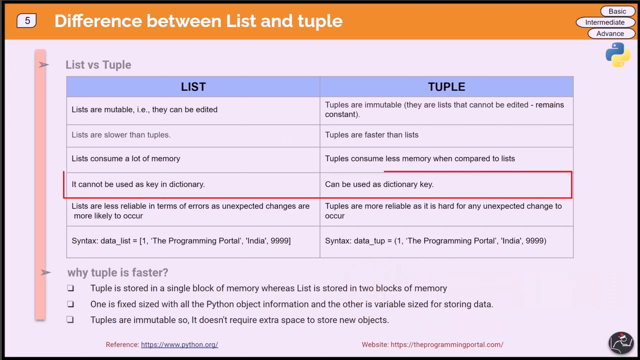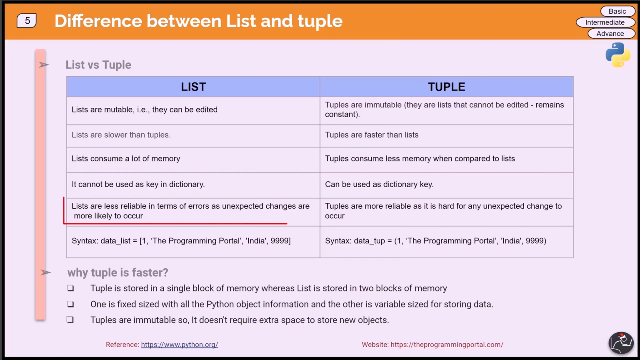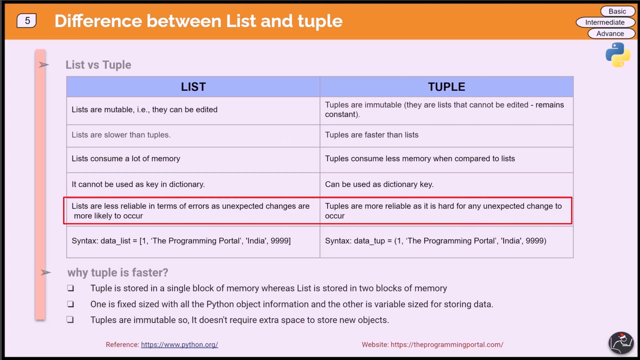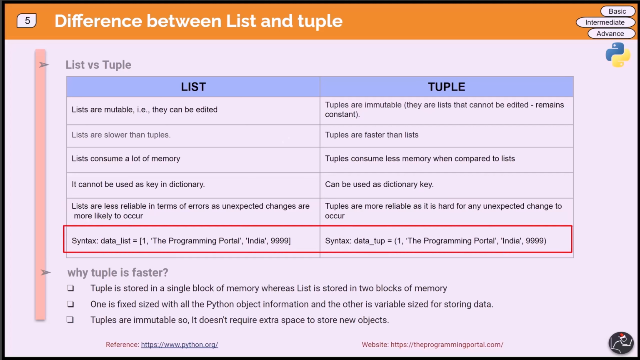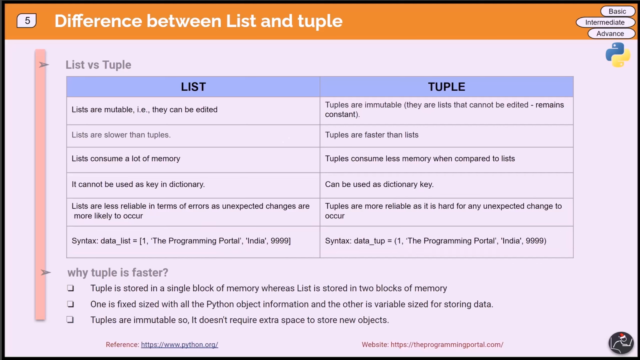So we cannot use list as a key in our dictionary. Why? We have a concept of hashing and hashing requires immutability, whereas tuples can be used as dictionary keys. Also, lists are more prone to errors because changes are more likely to occur, whereas tuples are more reliable as we will not be able to change it once it is created. Syntax wise, you will see it's almost the same, except we use square brackets for our list while round brackets for tuples.